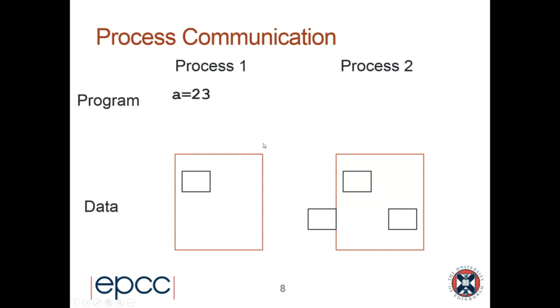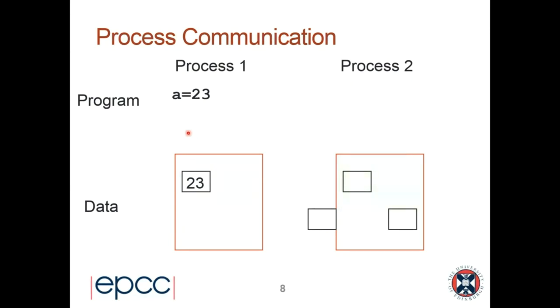So your collaborator's memory is completely distinct from your memory. This is your laptop, this is your friend's laptop. And so A equals 23 affects your memory. It says A equals 23 in your memory. What you want to do is send that data to the other process.